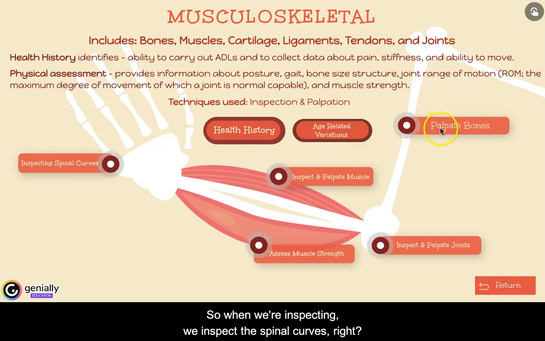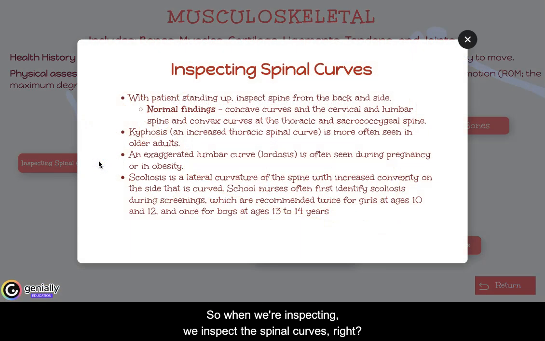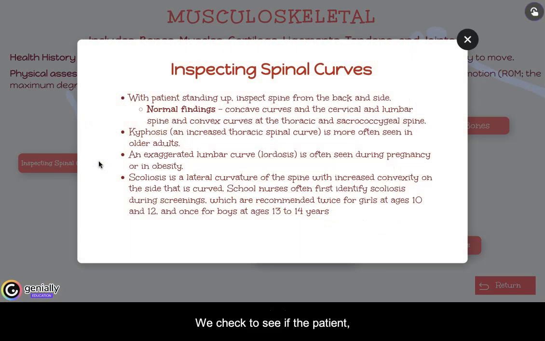So when we're inspecting, we inspect the spinal curves, right? We have the patient stand up, and you look at the spine. Normal findings: concave curves at the cervical and lumbar spine, and convex curves at the thoracic and sacrococcygeal spine. Kyphosis is common in older adults. An exaggerated lumbar curve like lordosis is often seen during pregnancy or in obesity.